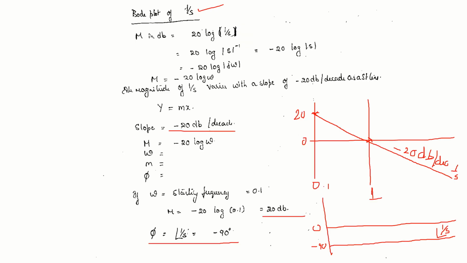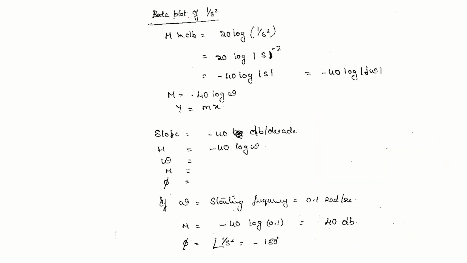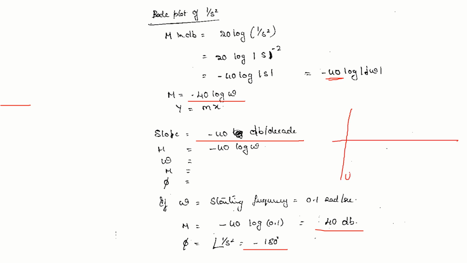Now let us do it for 1 by S square. So you'll get minus 2, 20, minus 40. It is minus 40 log omega. Slope is minus 40 dB per decade. So omega is 0.1, log 0.1 is minus 1, minus minus plus 40 dB. And angle is minus 180 degree. Now the plot is 0.1, say 1.